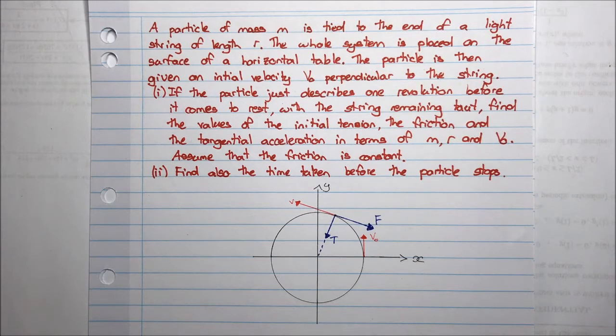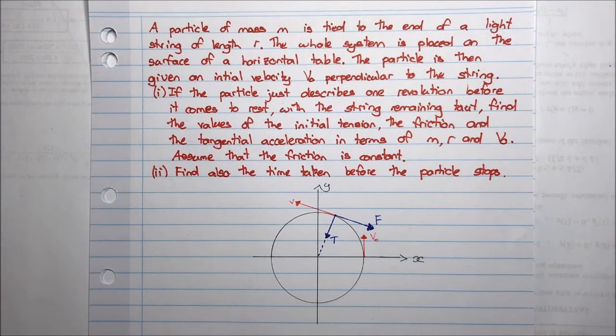Okay, so with these types of questions, it's good to have a diagram drawn so that we can see what forces we're dealing with. Now, we're traveling in a circle, so that means that there needs to be some sort of centripetal force or centripetal acceleration. Now, what kind of motion do we have? We have a particle at the end of a string, moving in a circle.